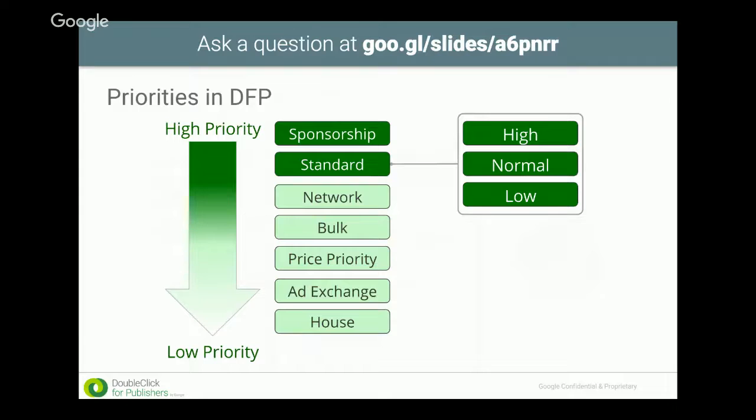One thing I just wanted to mention here, within this simple screen when you're setting your campaign, you have the ability to set your priorities within DFP. In DFP, we have two main types of priorities, which are our guaranteed and our non-guaranteed priorities. The guaranteed priorities are our sponsorship and standard campaign priority. And this has an extra level of prioritization of high, normal, and low. And finally, we have our non-guaranteed priorities, which include our network, our bulk, our price priority, ad exchange or AdSense, and house.